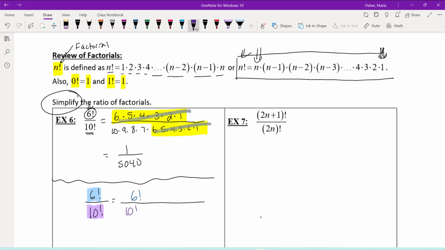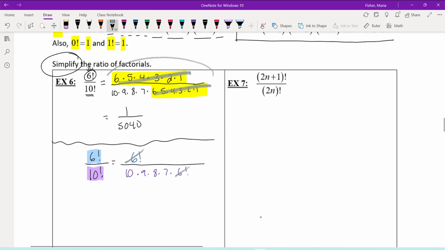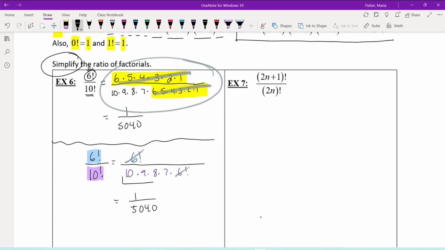So this will be 10 times 9 times 8 times 7 times 6 factorial. And then you're able to cancel those terms a lot quicker, and you get the exact same thing that you did here. This is still equal to 1 over 5040 because all you're left with in that denominator was that 10 times 9 times 8 times 7.